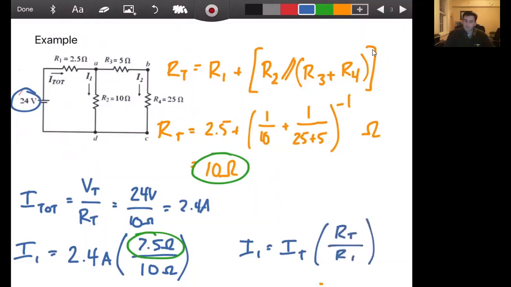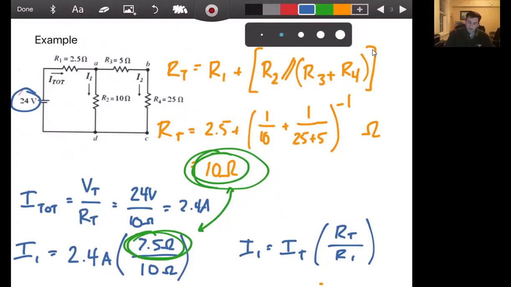The reason for that is because these are two different R totals. This is R total for the entire circuit. This is R total for the relevant part of the circuit for the current divider rule. By that, what I mean is the current that we care about, that we're trying to solve for, I1, is here.